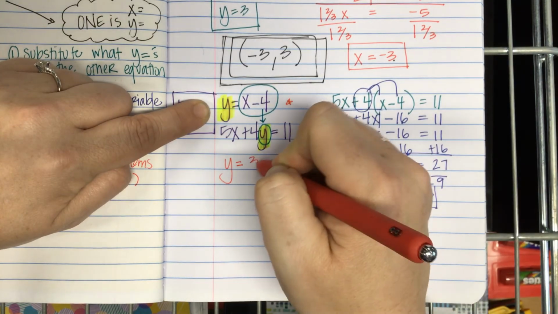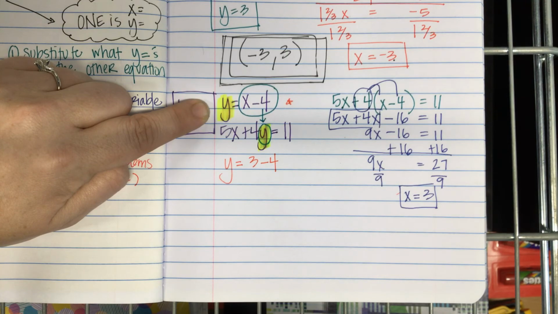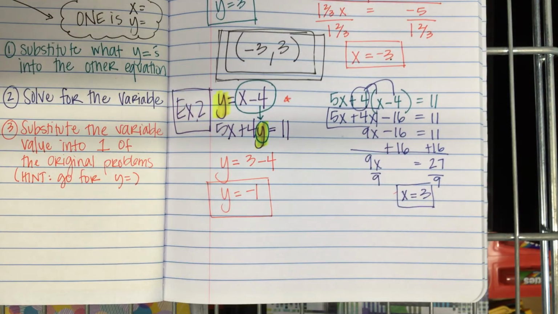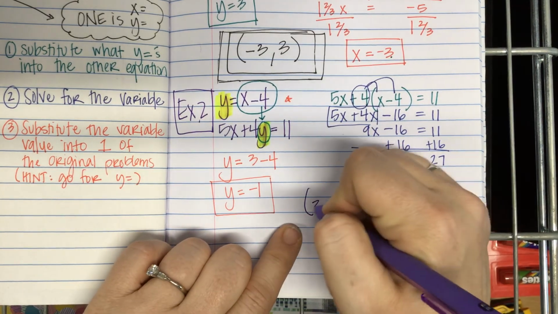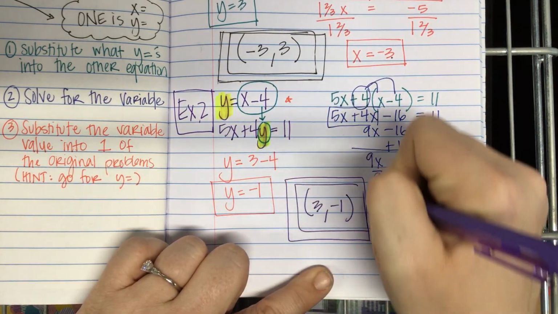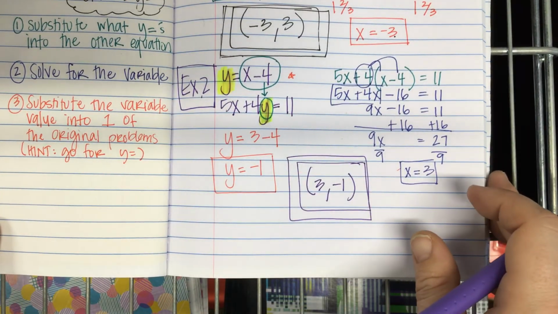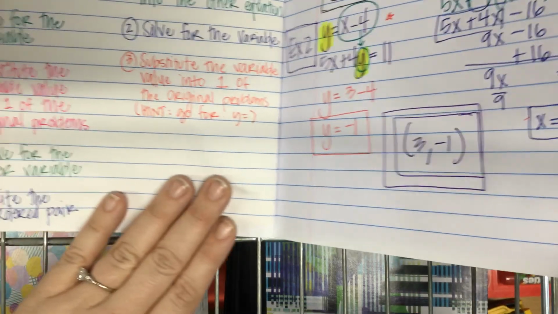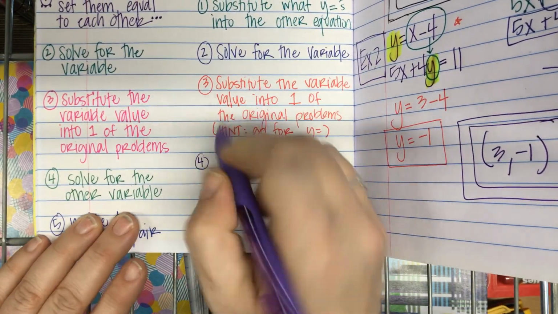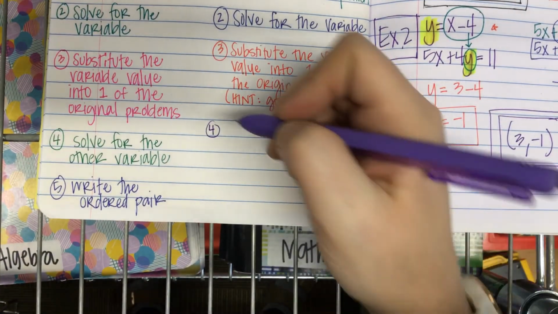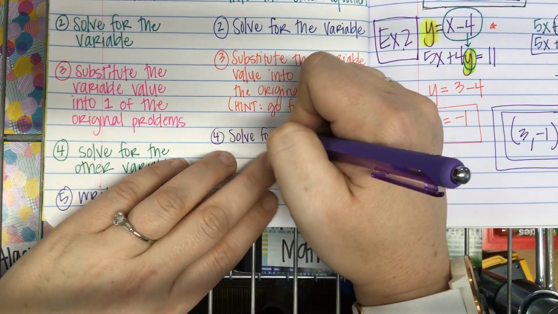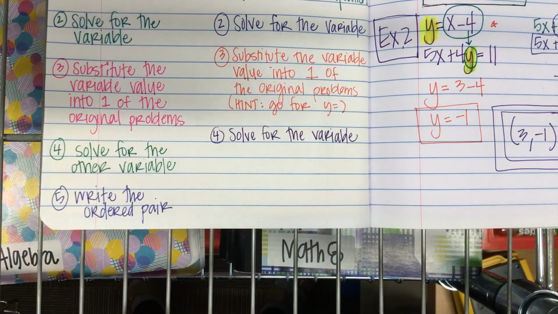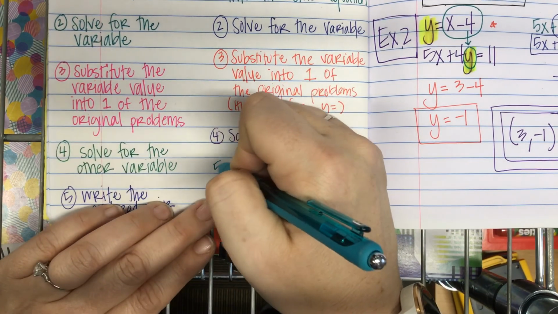Y equals 3 minus 4. What does y equal? Negative 1. What's my answer? 3 comma negative 1. So to finish my directions, step 4 is solve for the variable. And step 5 is write the ordered pair.